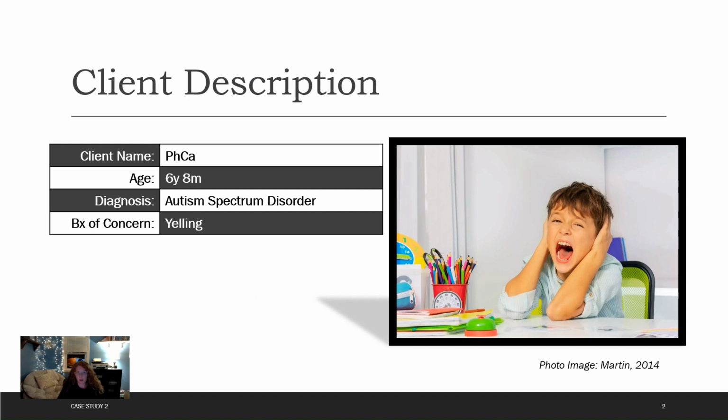For the client description, I used initials for this case study, which will be PHCA, but I will probably only refer to him as client or the client. He is 6 years and 8 months old, and his diagnosis is autism spectrum disorder. The behavior of concern will be yelling. This intervention is also just starting out, and I took baseline data on Friday, so it is fresh and new.